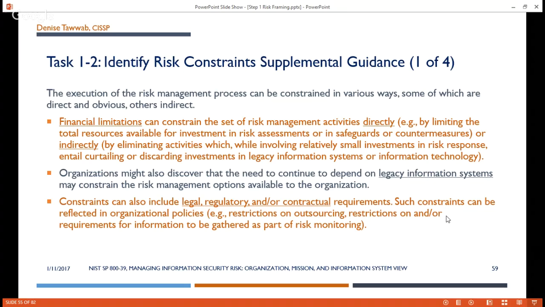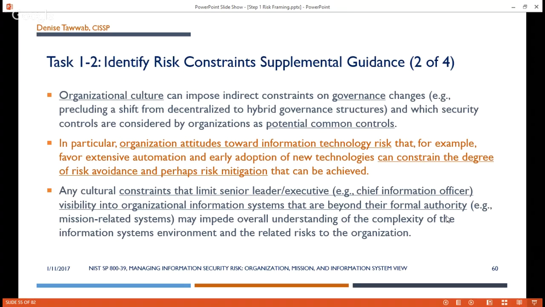Another risk constraint is organizational culture. The culture of your organization, your business, can impose indirect constraints on governance changes. For example, precluding a shift from decentralized to a hybrid governance structure. It can also constrain which security controls are considered by your organization as potential common controls. In particular, the organization's attitudes toward information technology risk that, for example, favor extensive automation and early adoption of new technologies can constrain the degree of risk avoidance and perhaps risk mitigation that can be achieved.